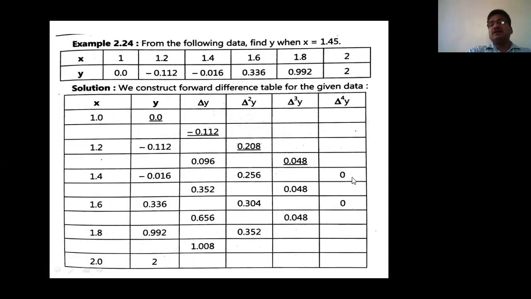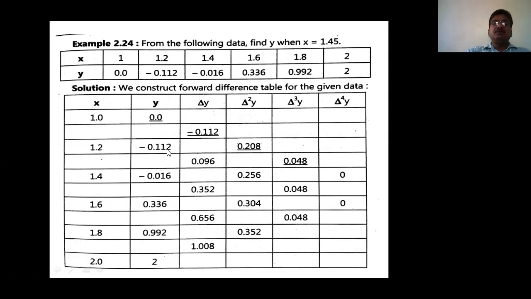The next column, if you find the next column, then the entry is 0. So no need to find the further columns if the values of delta cube y in any column are the same. So this is the forward difference table. The first column contains the values of x, the second column contains the values of y, and then the third column is delta y, delta square y, or write f x. Then delta cube y, delta raised to 4 y.